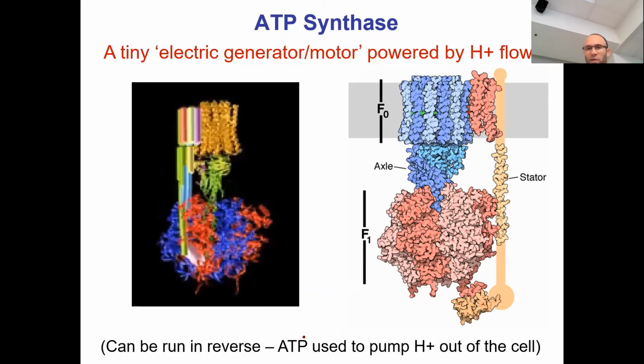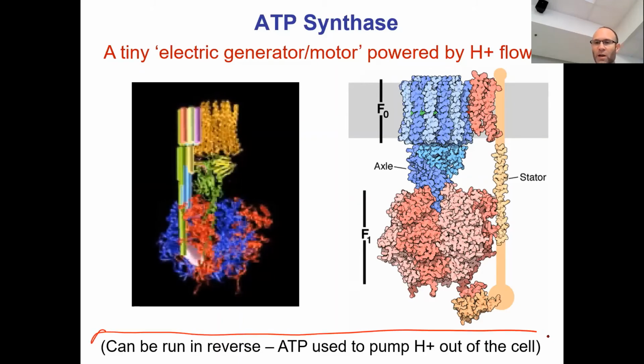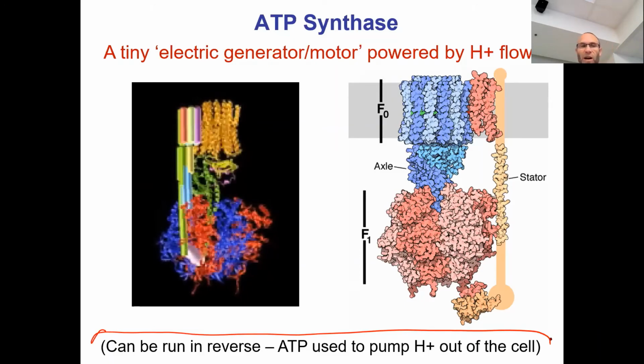So one more little kind of footnote to this. Notice this note at the bottom. This here can be run in reverse. If we wanted to, say, hydrolyze ATP and pump hydrogen, we could do that. So anything that's acidic, so your lysosome or your actual stomach, this is how it's done. We pump protons to make something acidic just using ATP.